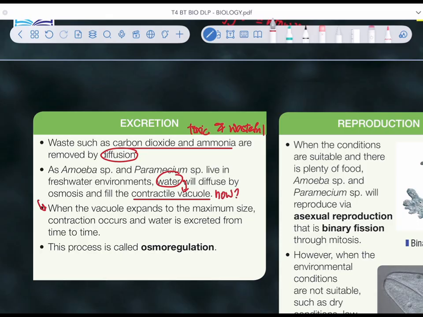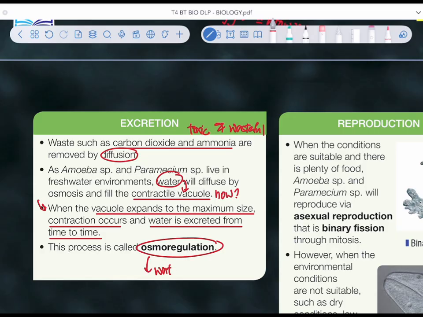By this. When the vacuole expands to its maximum size, contraction will occur, and water is excreted from time to time. This kind of process is called osmoregulation, where osmo is actually referring to water. Regulation means we need to regulate. So this is how the term is derived from the meaning.